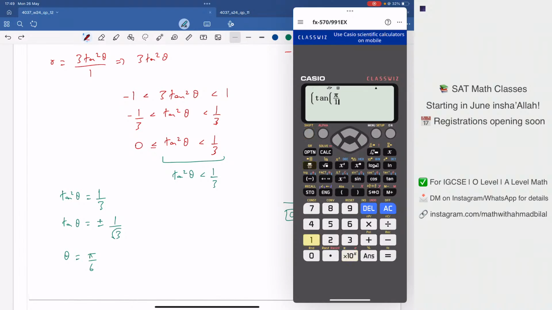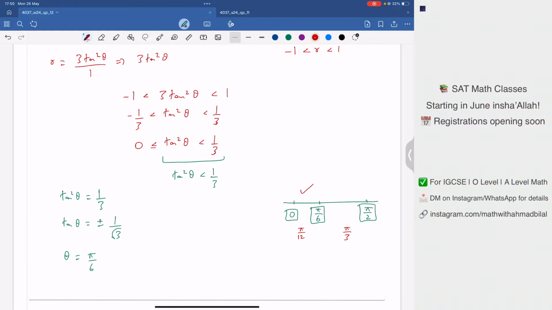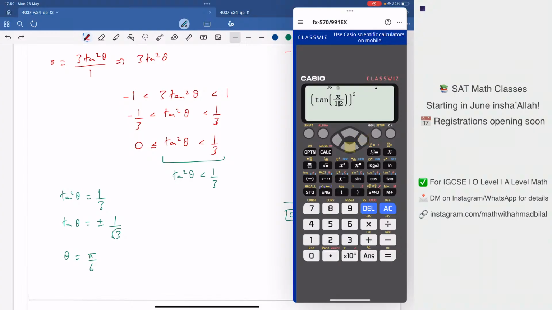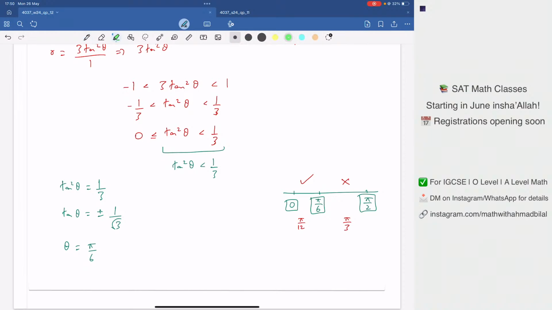See what we get from that. Tan of pi over 12 and square of that. That's 0.07. Is that less than 1 over 3? Yes, that's less than 0.333. So that means this region is correct. Okay. Try a number here. That's pi over 3. Let's try pi over 3. That's giving me 3. 3 is not less than 1 over 3, does not satisfy that condition. So this region is not correct. So what's the solution then? The solution is going to be this region. We say the final answer that we've got from this is theta between 0 and pi over 6.